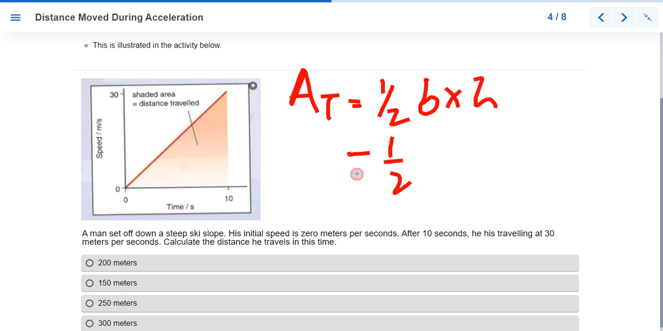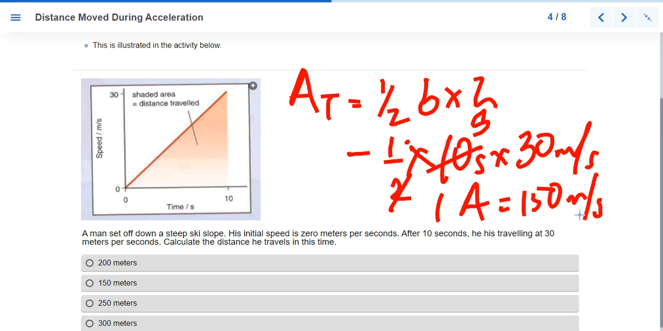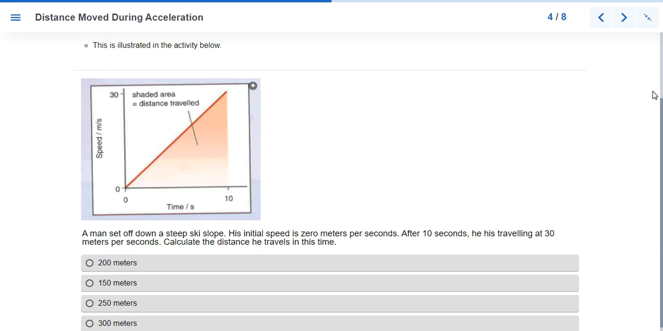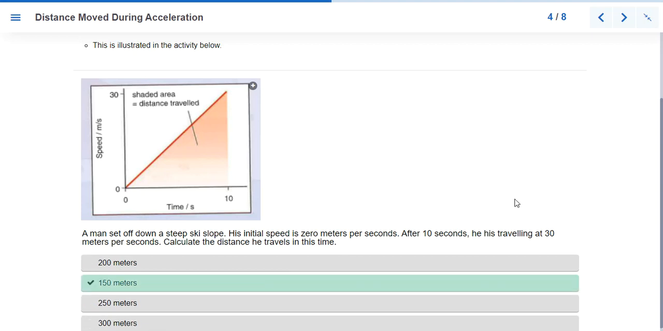So we have half times the base, which represents 10 seconds, times the height, which represents 30 meters per second. So we now have the area under the graph to be 150 meters. So let's see the distance. That's correct.